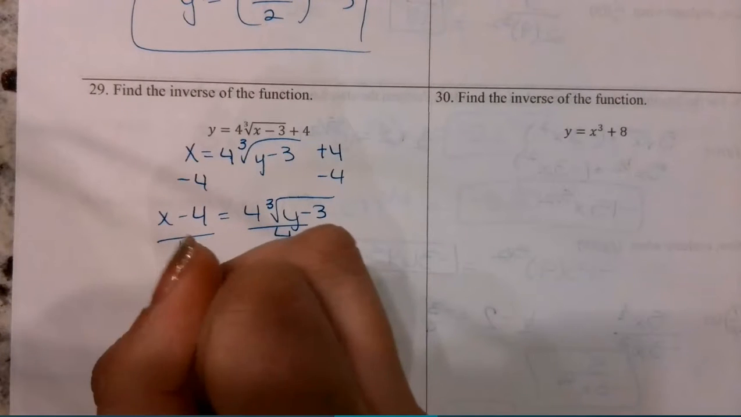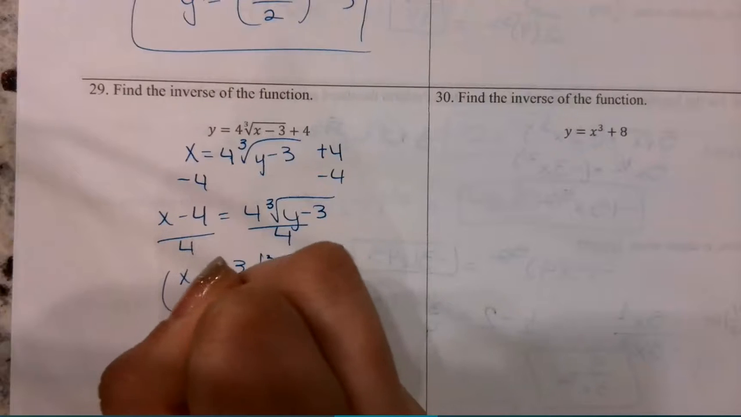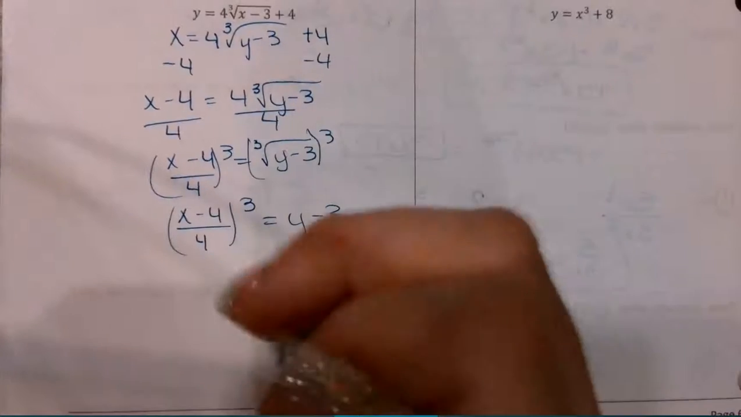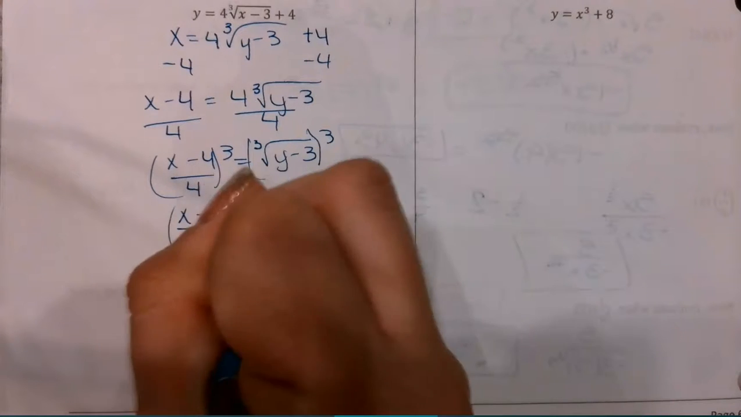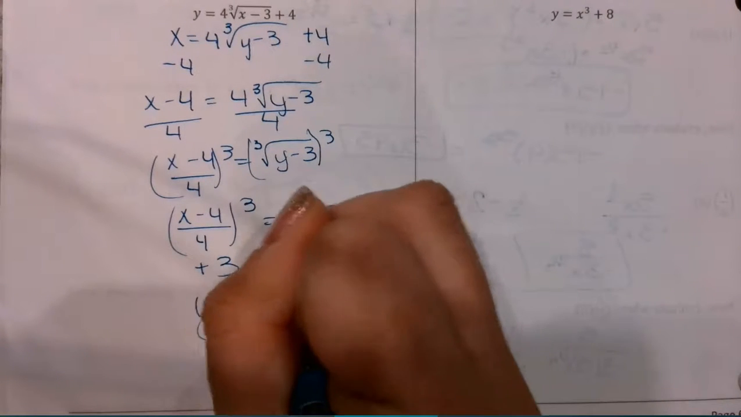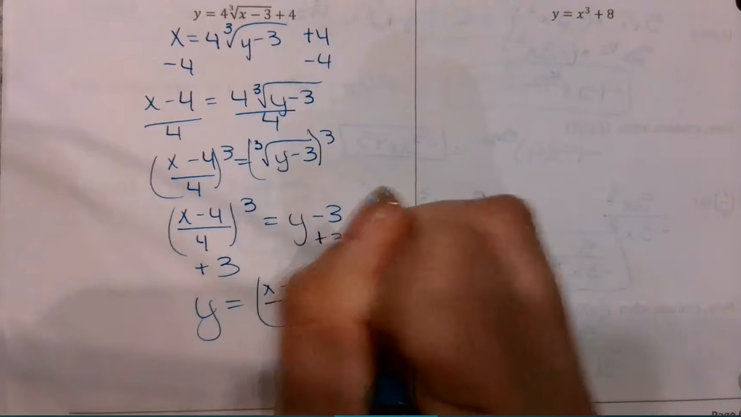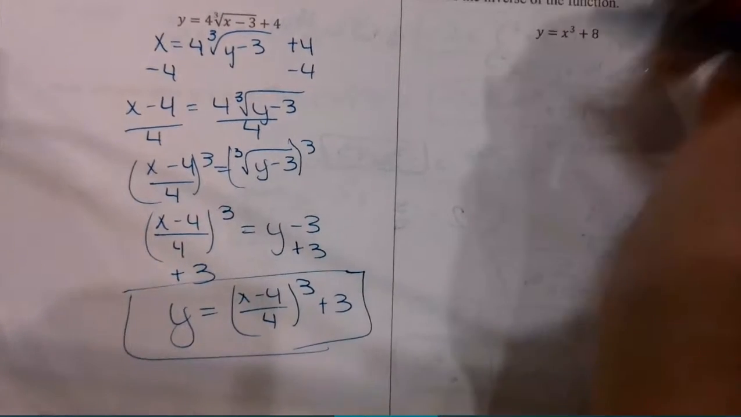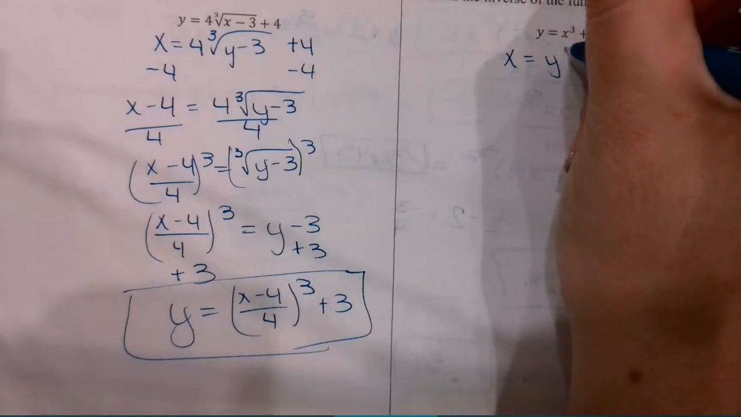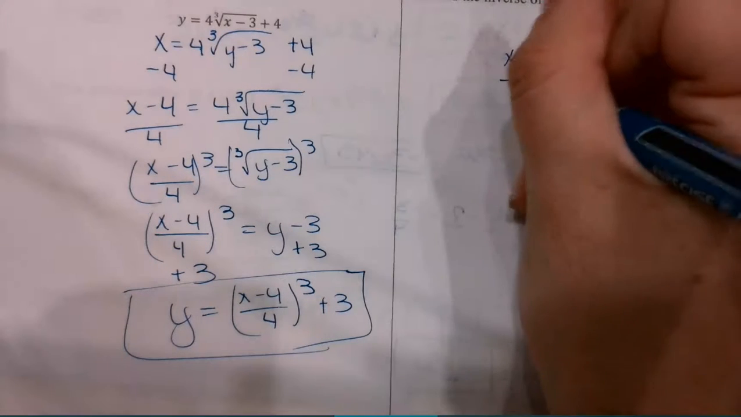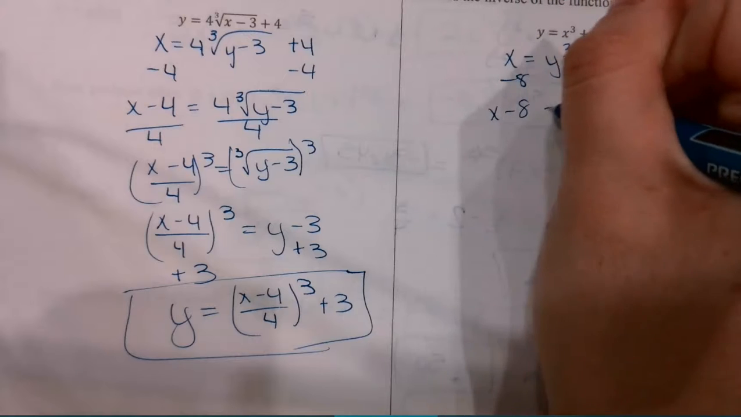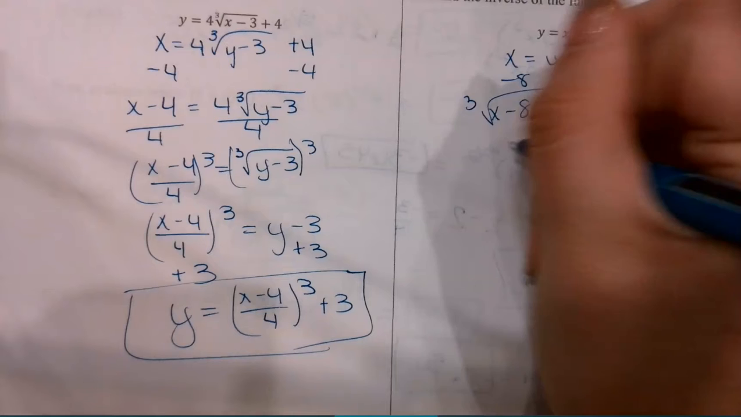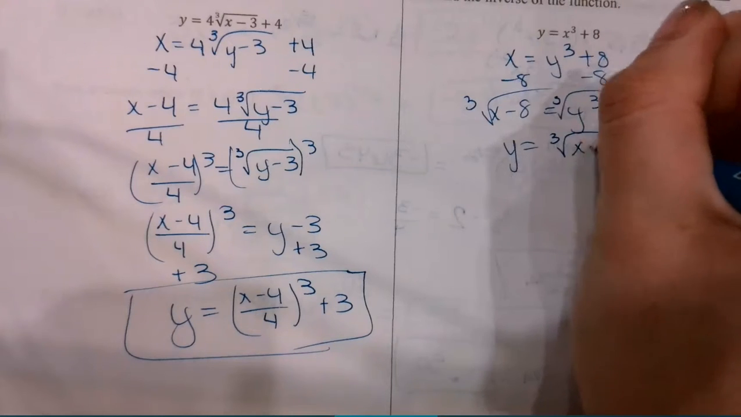I have x minus 4 over 4 cubed equals y minus 3. I want to add 3 to both sides. I get y equals x minus 4 over 4 cubed plus 3. Over here, I want to start by switching my variables. Then I want to subtract 8 on both sides. I get x minus 8 equals y cubed. Take the cube root. Y equals the cube root of x minus 8.